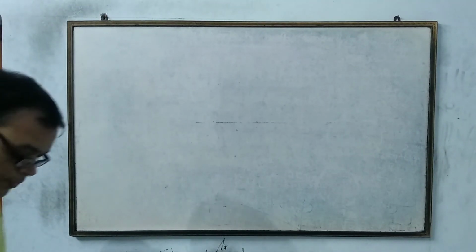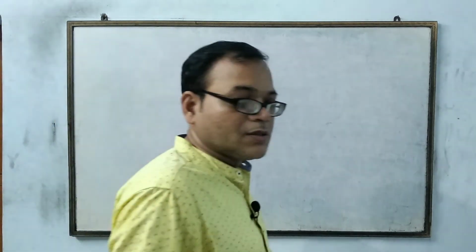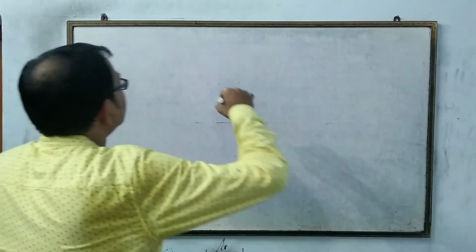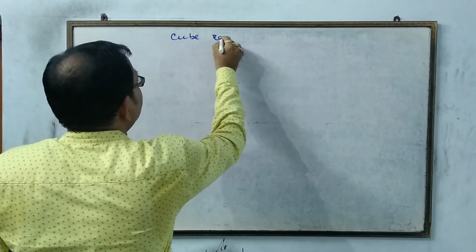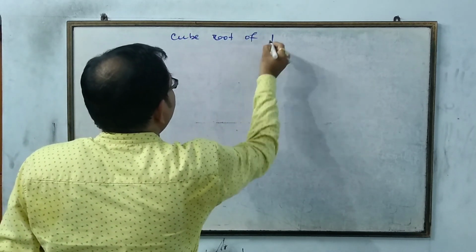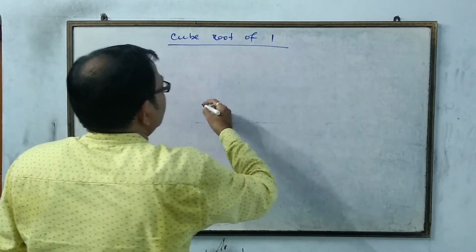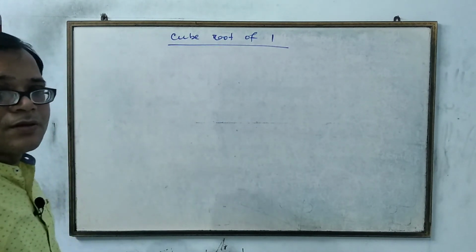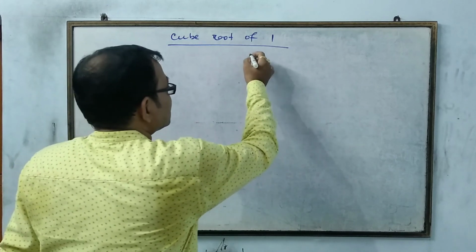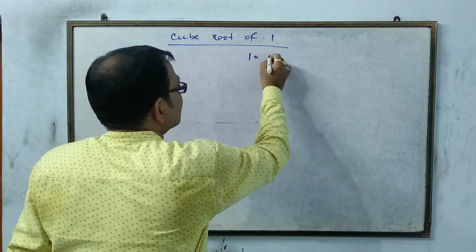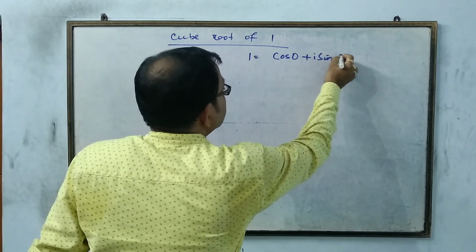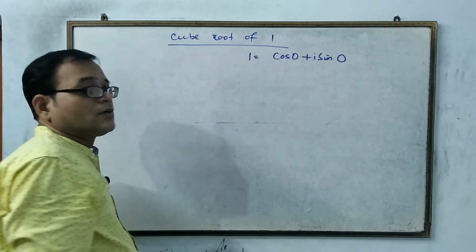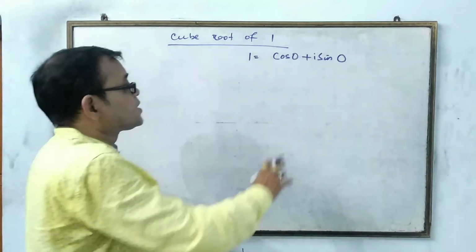Let us find the cube root of 1 using this concept. Cube root of 1. Is 1 a complex number? The answer is yes, 1 is a complex number. I can write 1 as cos 0 plus i sin 0, since cos 0 is 1 and sin 0 is 0. So 1 is equal to cos 0 plus i sin 0.